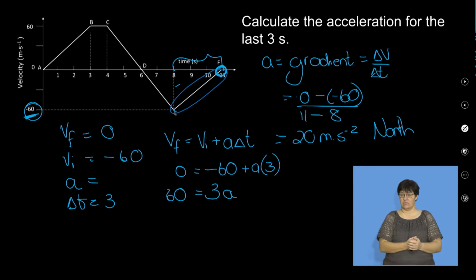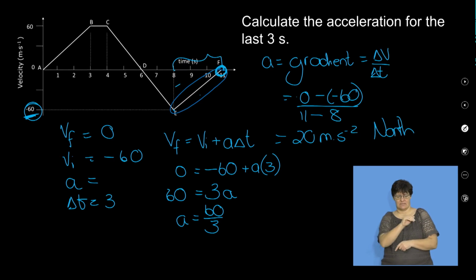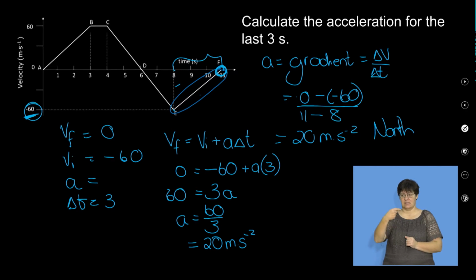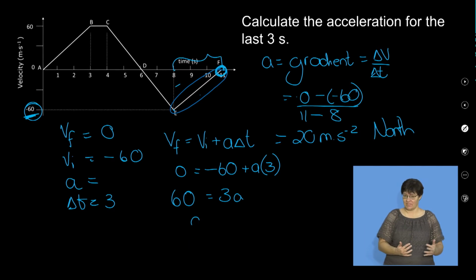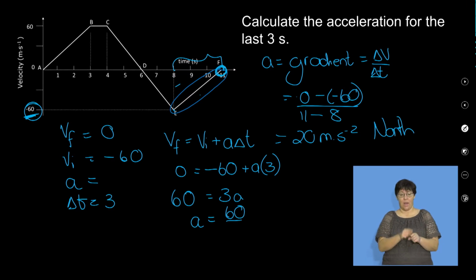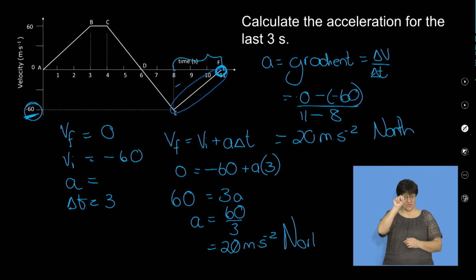3A, we're going to divide both sides by 60. So A is 60 divided by 3, which we've actually already worked out. So that means that this is 20 meters per second squared. And because it's a positive value, I know that that is going to be north. So to get A on its own, we're going to have to divide both sides by 3. We know already that that's going to give me 20. So it's 20 meters per second squared north, and that's exactly what I got when I worked out the gradient.